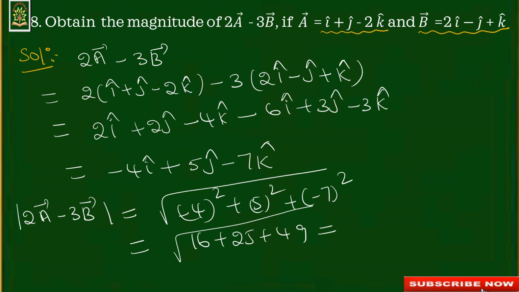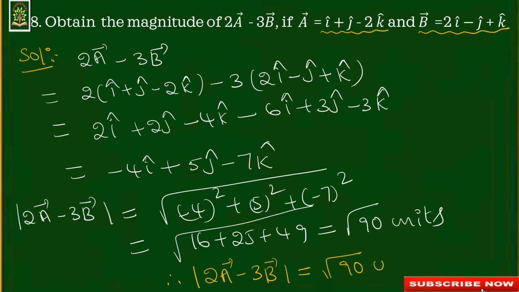See here, square root of, now we are getting 49 plus 25 plus 16, that is equal to 90 units. So therefore the final answer: the magnitude of 2a bar minus 3b bar is equal to under root 90 units. Okay, this is the final answer. Next we will go to the next question, the ninth question.